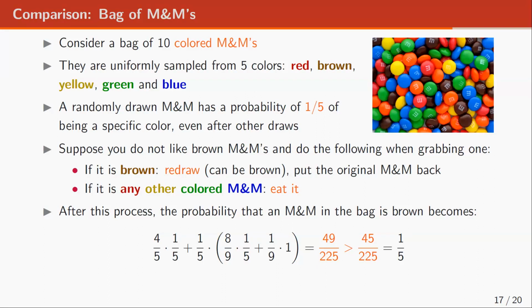So what we have is a bag of 9 M&Ms, of which 8 are of unknown color. They still have probability 1/5 of being brown. But we also have one M&M that is definitely brown. And if we compute this, we see that the probability becomes a little bit more than 1/5 that this M&M is brown.